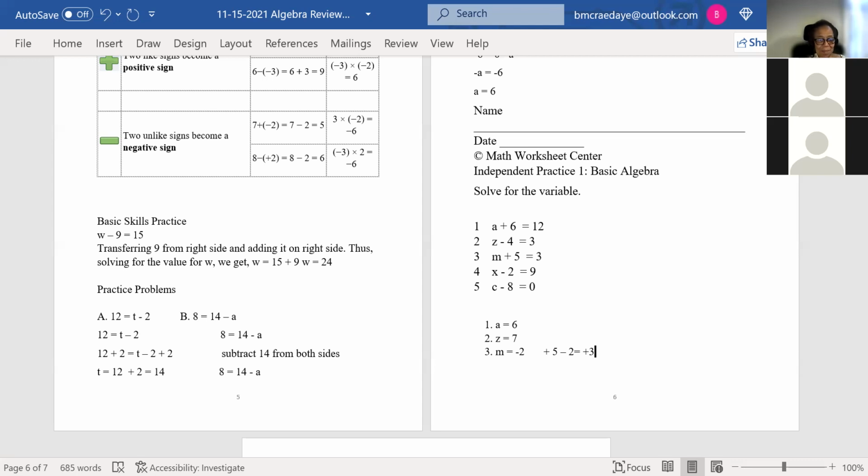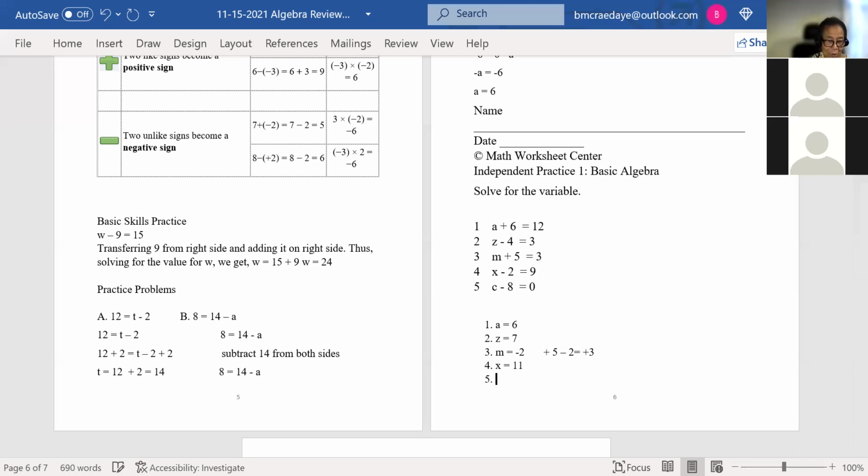Okay, Maureen, number 4. X minus 2 is 9. What is X? 11. X is 11. Very good. In other words, you subtract 2 from 11 and you get 9. That's correct.